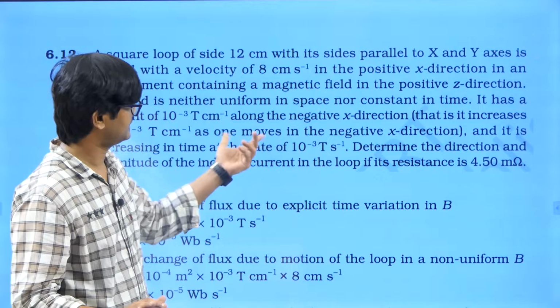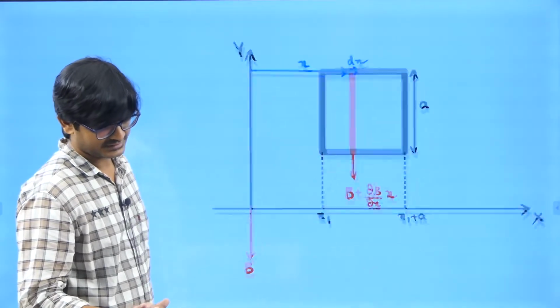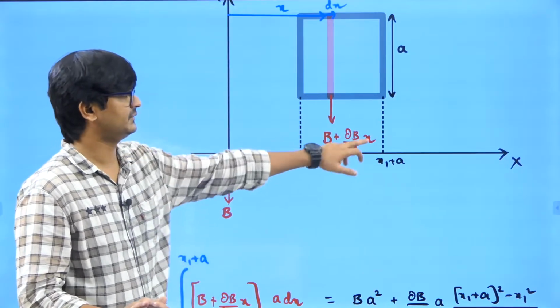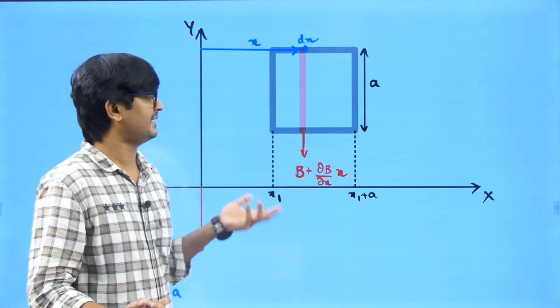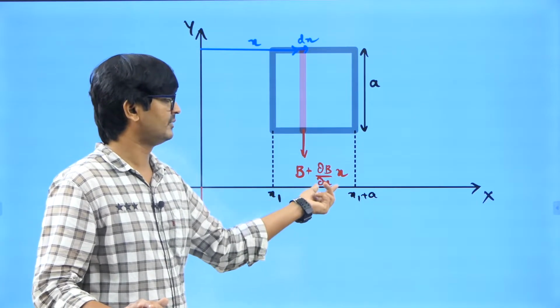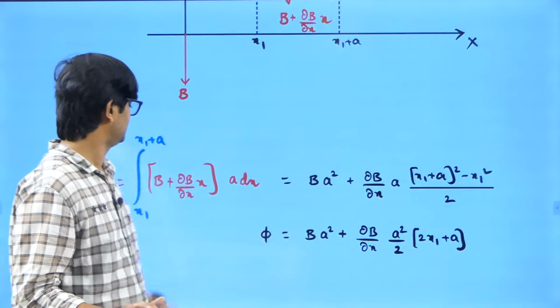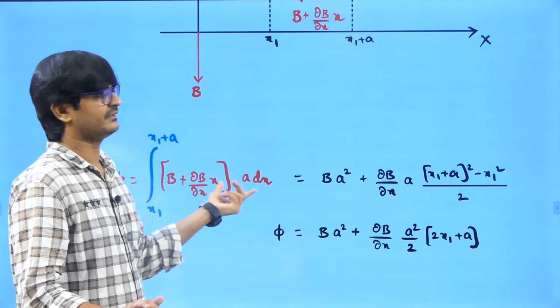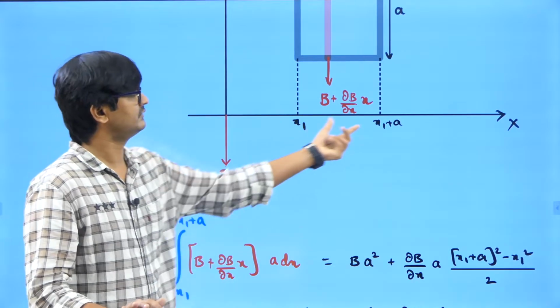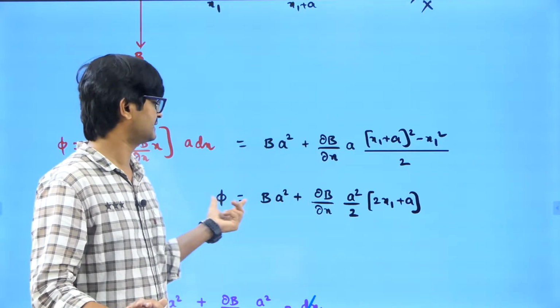10 power minus 3 per centimeter into x, right? So generally it has to be B minus 10 power minus 3 into x, but if you want to write it in mathematical form, it is B plus dB by dx into x. So what is the flux through this one? The flux through this one is going to be this much, and when you integrate it from x1 to x1 plus a, you will get the total flux enclosed as this much.